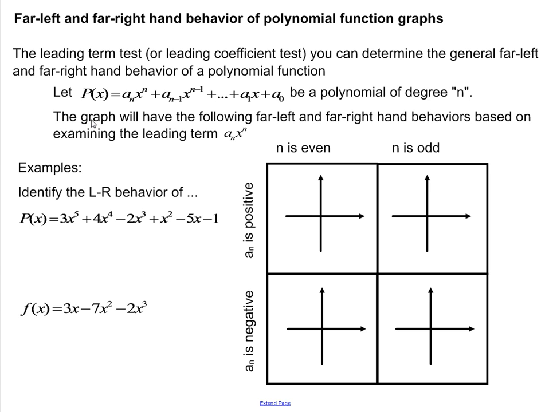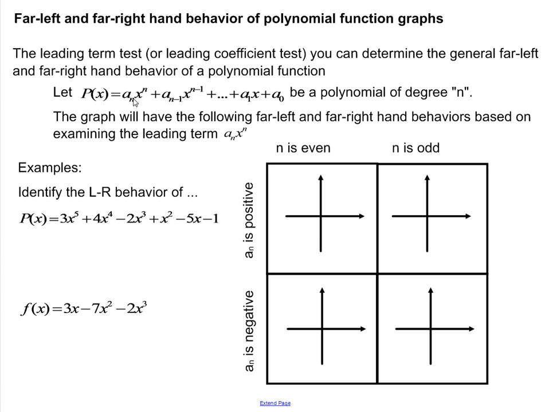When we say far left and right hand behavior, we're not interested in what happens in the middle of the graph around the origin. What actually happens as the graph goes further away from the origin to the far left or far right towards positive or negative infinity along the x-axis.